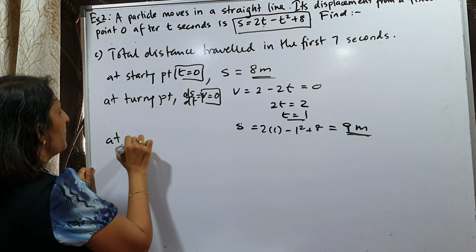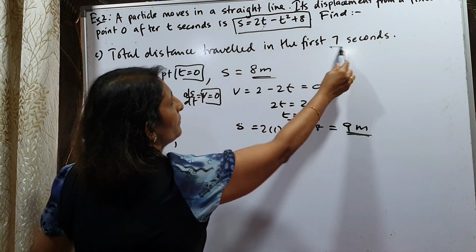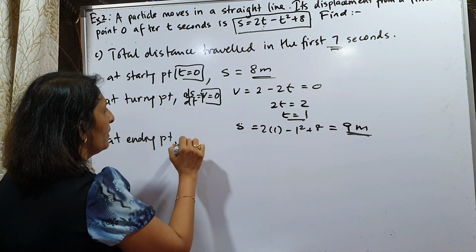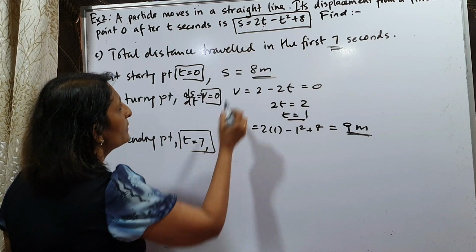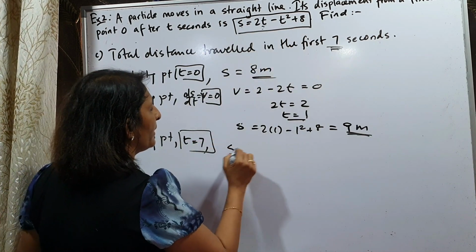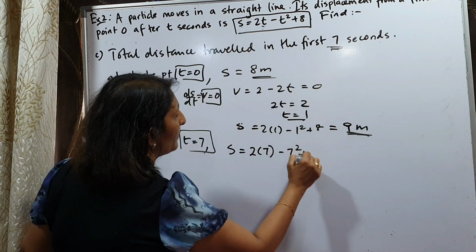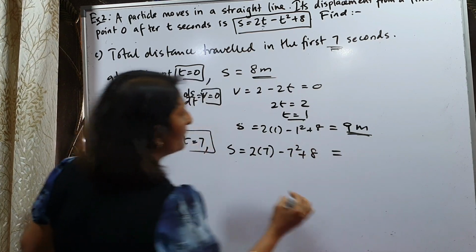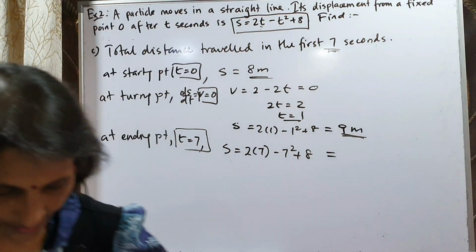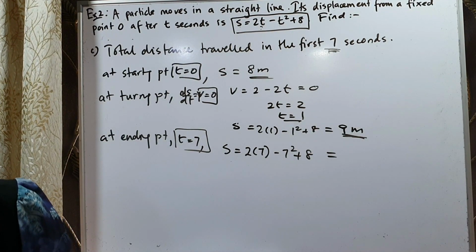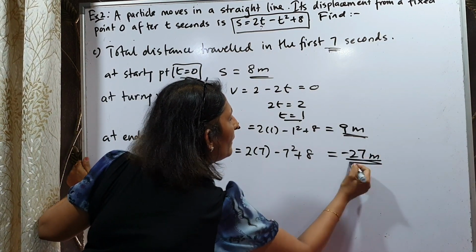At the ending point, look at the question. First 7 seconds, therefore use t equals 7. Sub into here also to get your S. So 2 times 7 minus 7 squared plus 8, and this is equivalent to negative 27 meters. Okay, done.